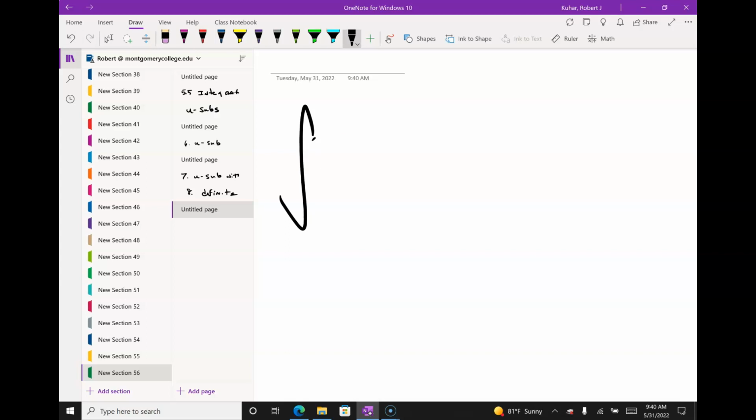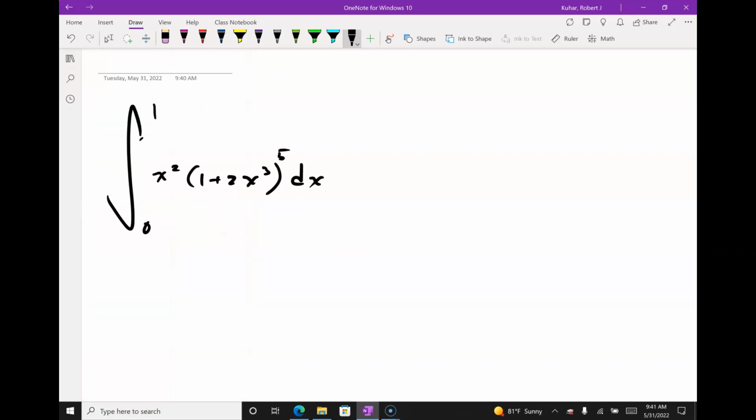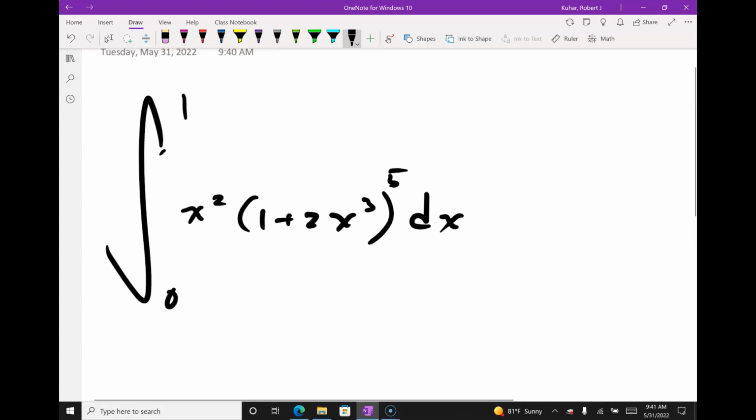So the integral from 0 to 1 of x squared times (1 plus 2x cubed) all to the fifth. Right? 1 plus 2x cubed raised to the fifth. So it's a definite integral. We want the area under the curve, right? There's a clear inside. Yes, you with me? Are you okay there? You can see it?